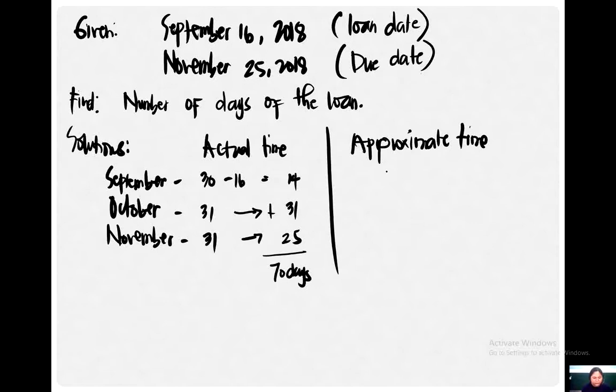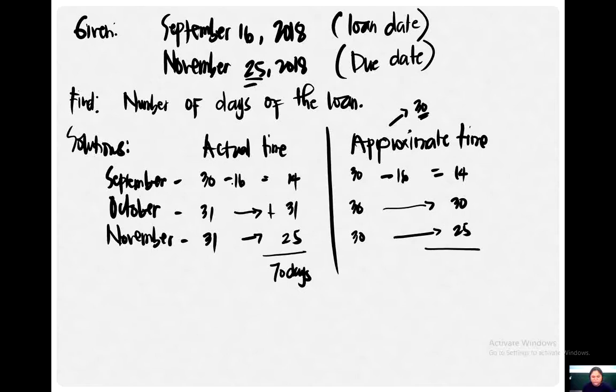While on the approximate time, September, number of days is 30. October, number of days is 30. November is 30. Okay po, because approximate time, number of days is 30. Okay po. So let's just subtract it again from 16. The answer is 14. Copy 30. Then 25. Why 25? Because that is the due date. Okay po. So 14 plus 30 plus 25 is 69 days. So the number of days of the loan during the actual time, we have 70 days. If we are going to use the approximate time, 69 days. Okay, I'll just rewrite this kasi it looks like 61. Okay po, so 69 days.